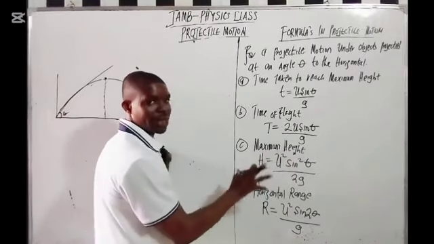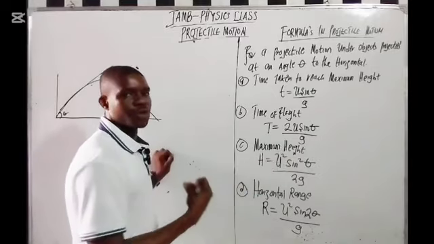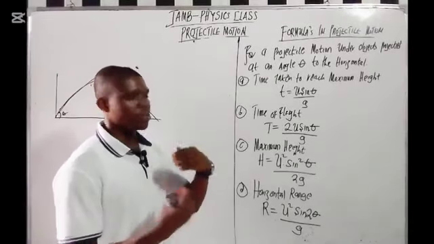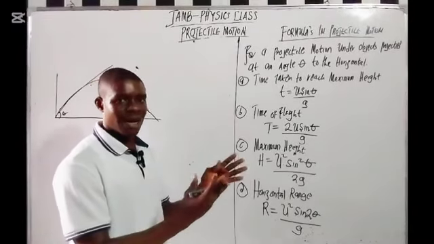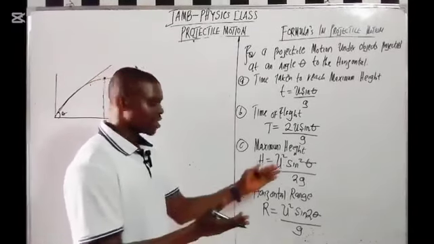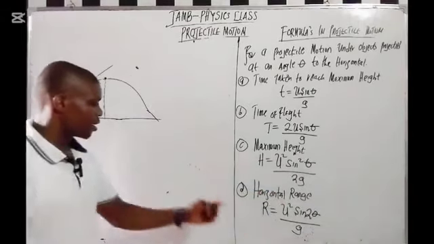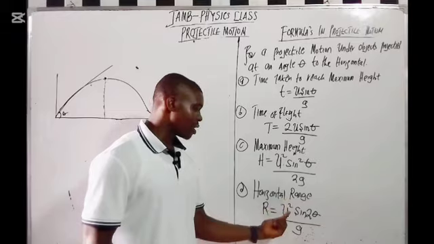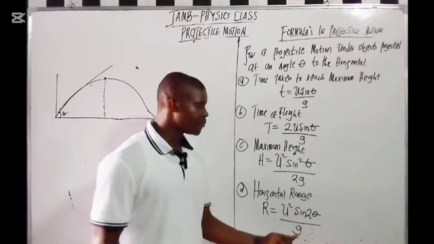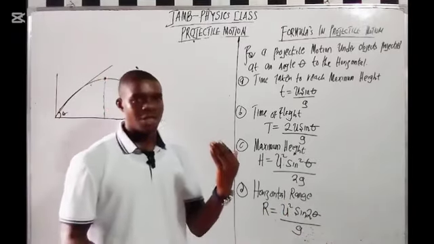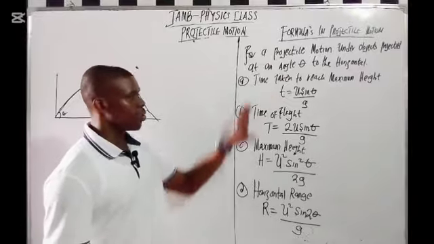Please pay attention to all this here, because when it comes to solving a problem under projectile, when the object is projected at an angle to the horizontal, these are the formulas we want to use. Then the horizontal range from here to here, U square sine 2 theta over G. So in my next video, we have to solve some problems on this one.